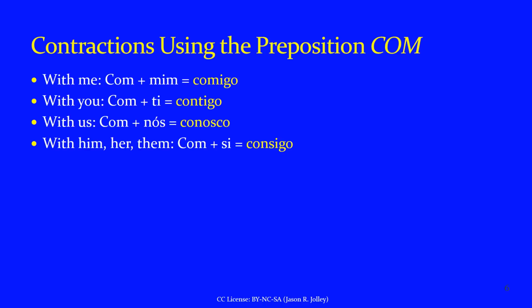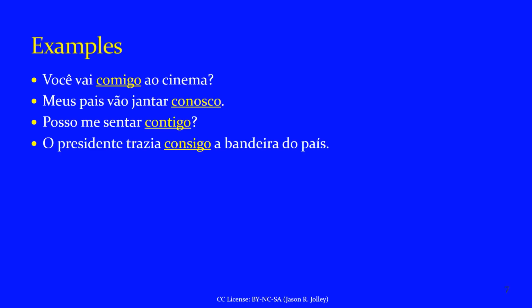But consigo can also be used in written texts for second person forms other than tu, such as com vocês, com os senhores, com as senhoras. You could also say consigo, but you'd see that more in writing. So on this slide, let's take a look at some examples of these contractions formed with the preposition com.